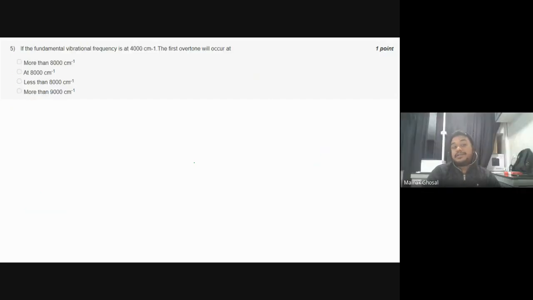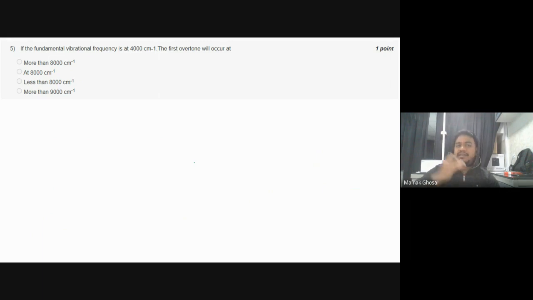So the next question is, if the fundamental vibrational frequency is at 4000 cm inverse, the first overtone will occur at what frequency? Will it be more than 8000? Exactly at 8000? Less than 8000? More than 9000 centimeter inverse?